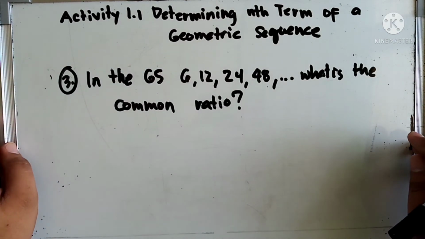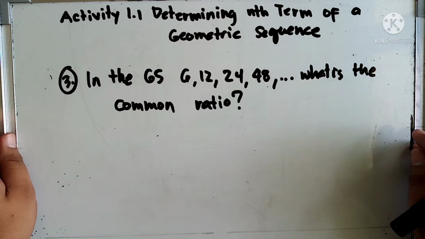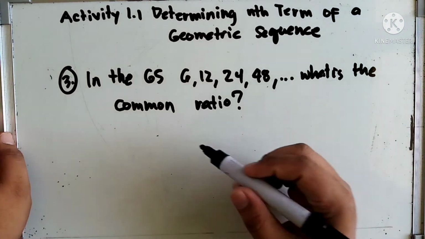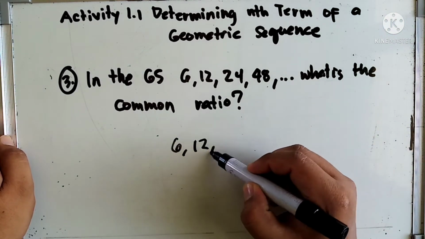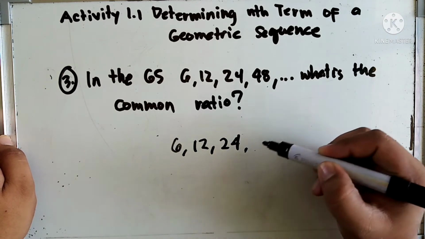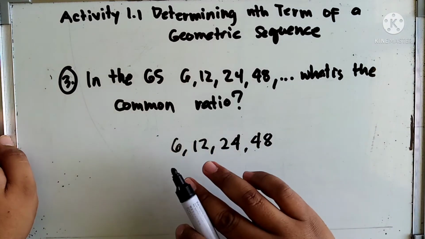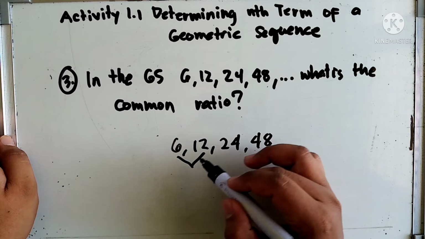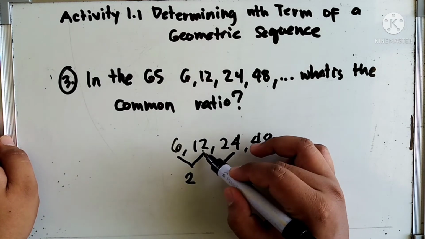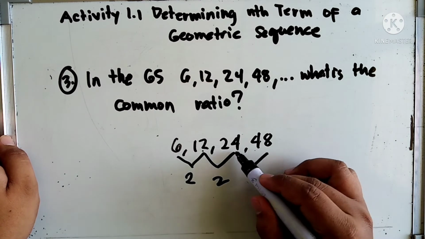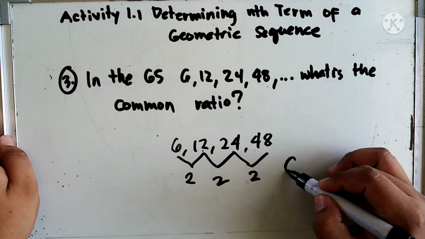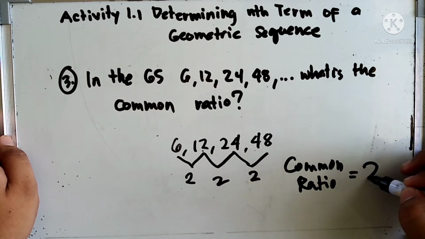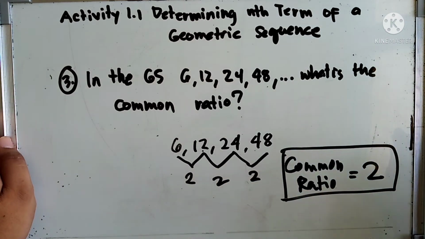So for number 3, in the geometric sequence 6, 12, 24, 48, what is the common ratio? So, hindi na tayo tinatanong kung pang ilang term. Instead, tinatanong lang tayo kung ano yung common ratio. So, to do this, i-divide lang natin yung susunod na term doon sa nauna. So, for example, 12 divided by 6, that's 2. 24 divided by 12, that's 2. 48 divided by 24, that's 2. That means our common ratio is 2. So that is our answer for number 3.